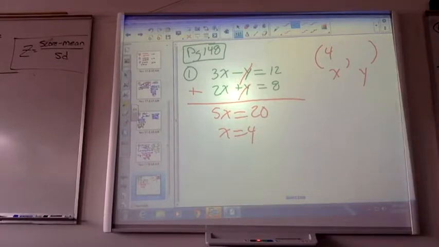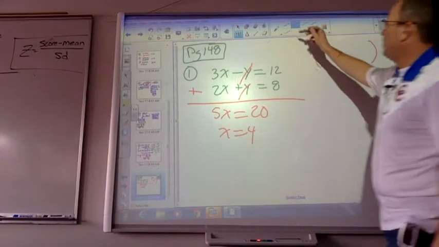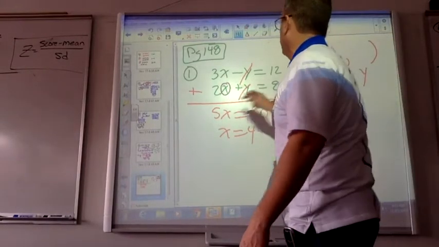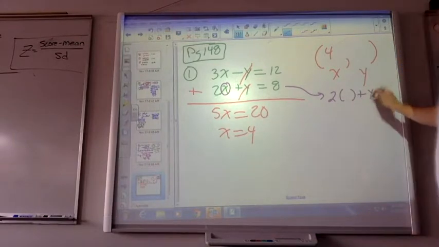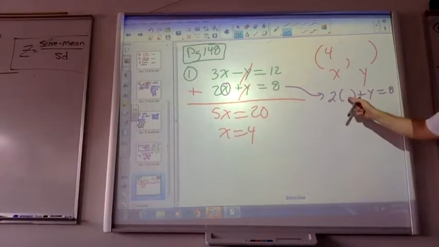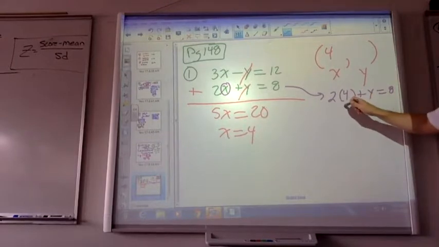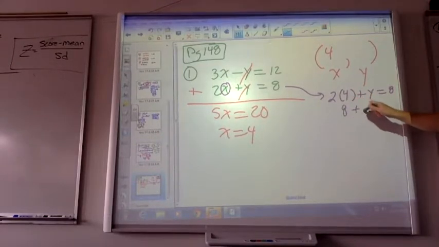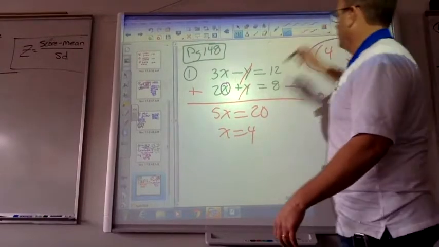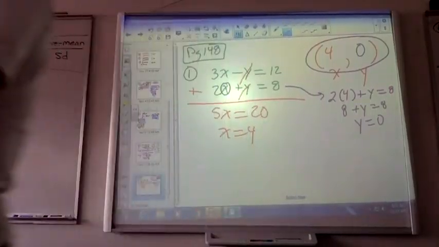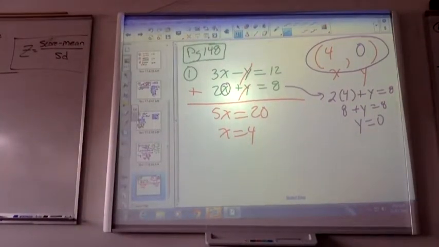Which one you want to pick? Doesn't matter. Okay, I'll pick this one. I'm going to plug it in right there. So I have 2, that was an x, plus y equals 8. What's going to go right here? 2 times 4 is 8. Subtract 8 from both sides. It became 0. Good. That's where these lines cross. Oh, wow. Wait a minute.